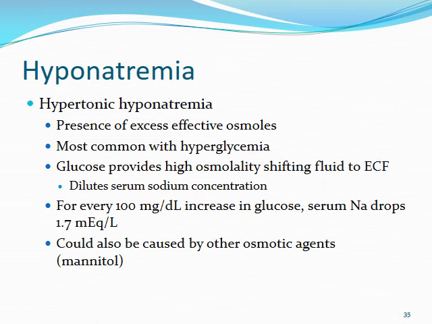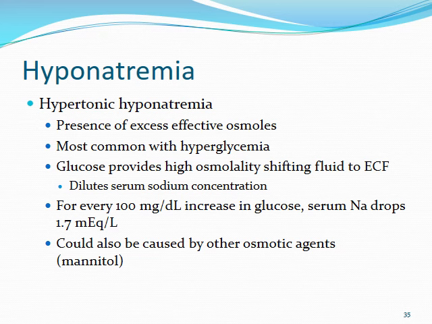So if you had a patient who had hypertonic hyponatremia, essentially what this is showing you is a presence of excess effective osmoles within the serum. Again, like I said, most commonly you're going to see this as hyperglycemia, and so glucose is providing high osmolality. When the serum osmolality is high, it shifts fluid from the intracellular fluid to the extracellular space. By glucose causing this big shift of fluids, it ends up diluting your serum sodium concentration. And this is a pretty predictable phenomenon.